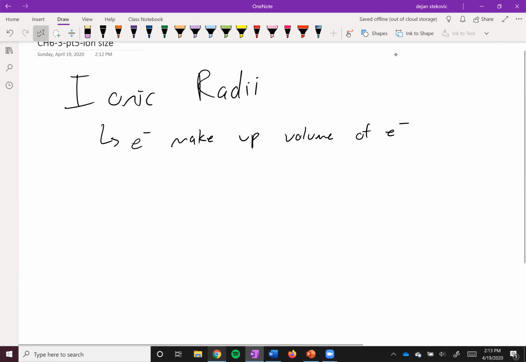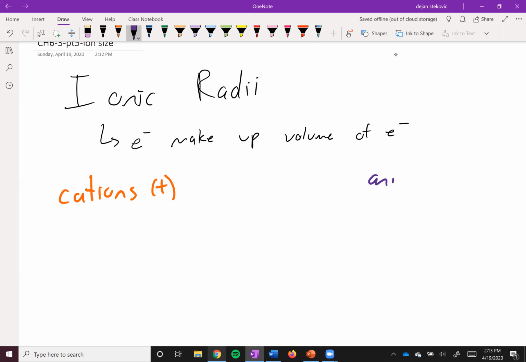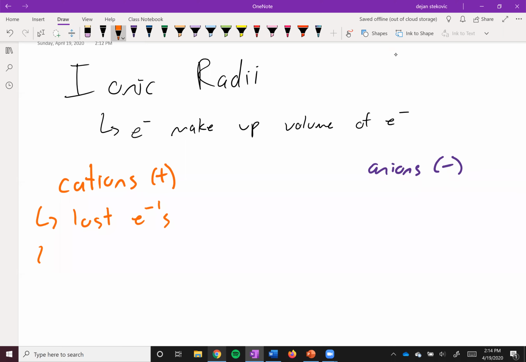So there's two types of ions we can make. There's cations, which have a positive charge, and anions, which have a negative charge. So with cations, we have a positive charge, so we lost electrons. And considering electrons are what makes up the volume of an atom, when you have a cation, you will get smaller. And vice versa for anions, right? When you're an anion, you've gained electrons, and so you get bigger.